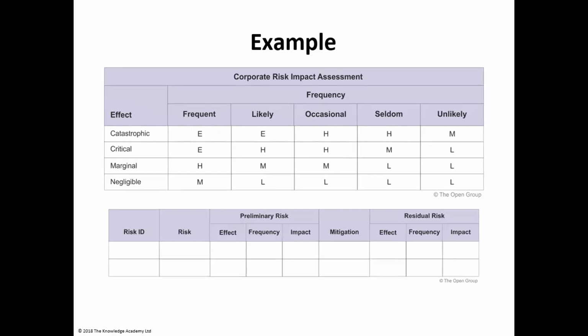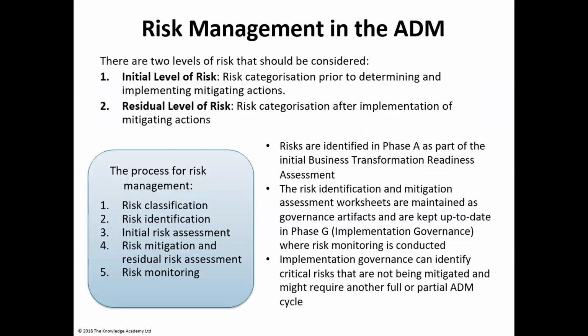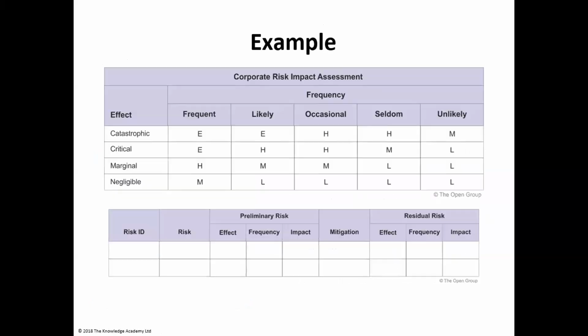Next one, go back to that screen. E is extremely high risk, H is high risk, M is medium and L is low. This would be a high level chart.